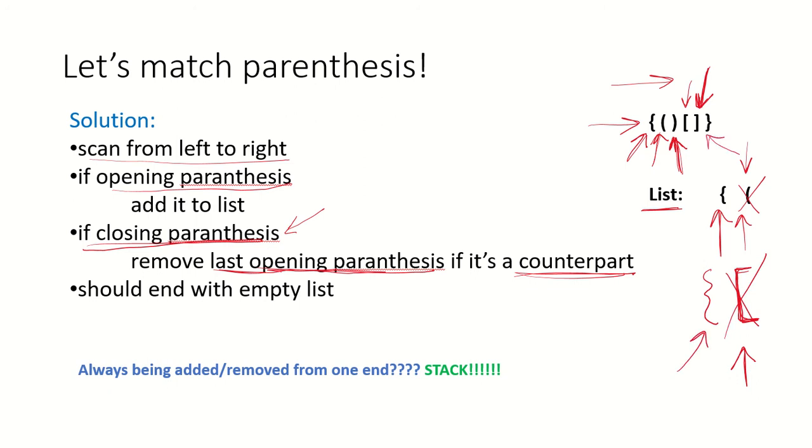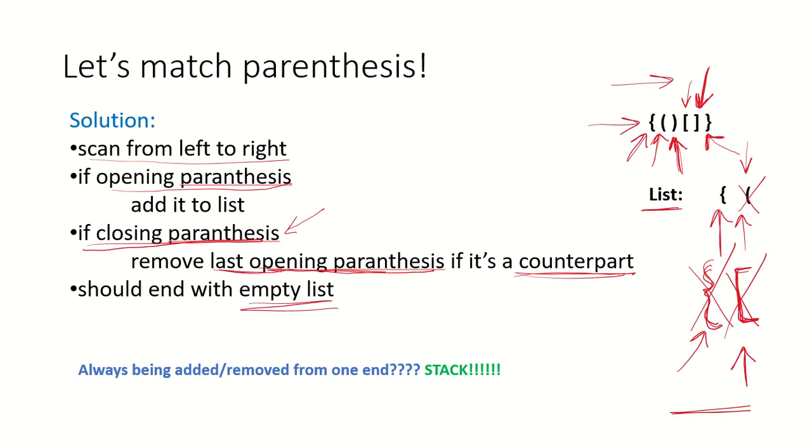Next character in the expression is this closing curly brace. So check the list again. Yes, we have found its counterpart, an opening curly brace. So remove it. What are we left with? We are left with an empty list. If we are left with an empty list, that means our parentheses are balanced.